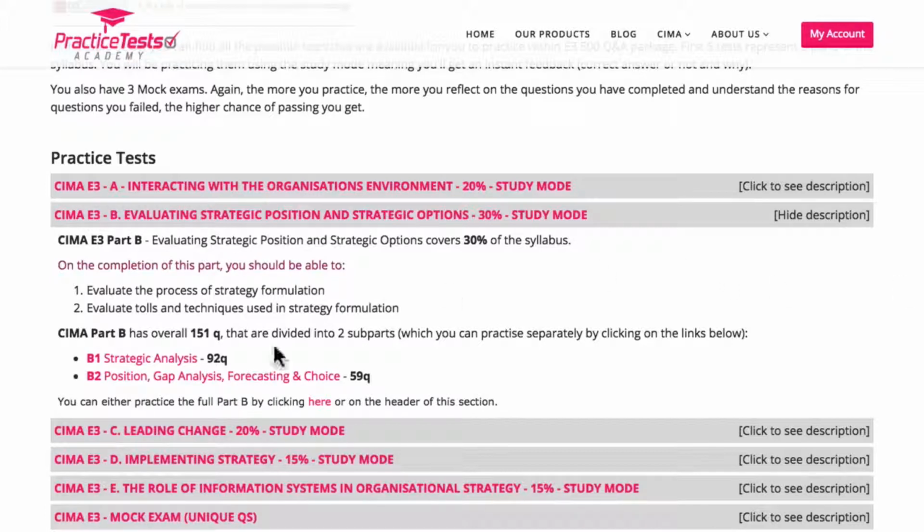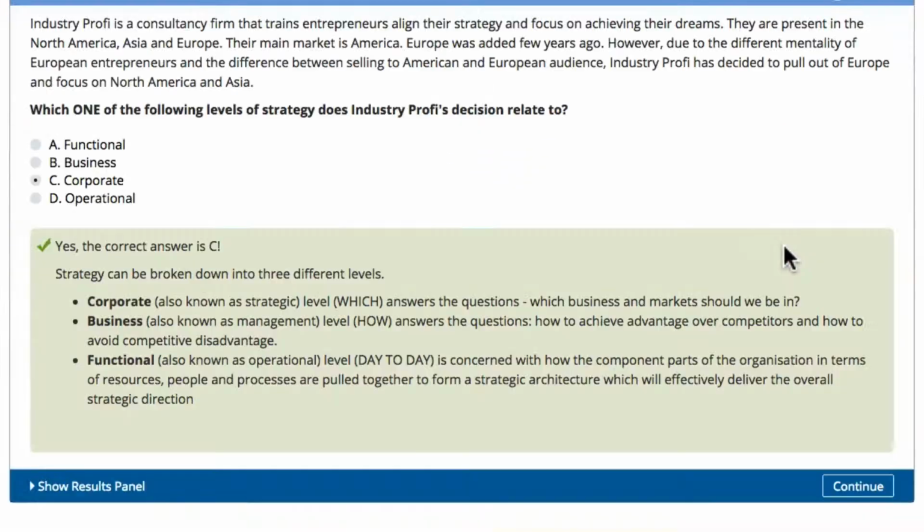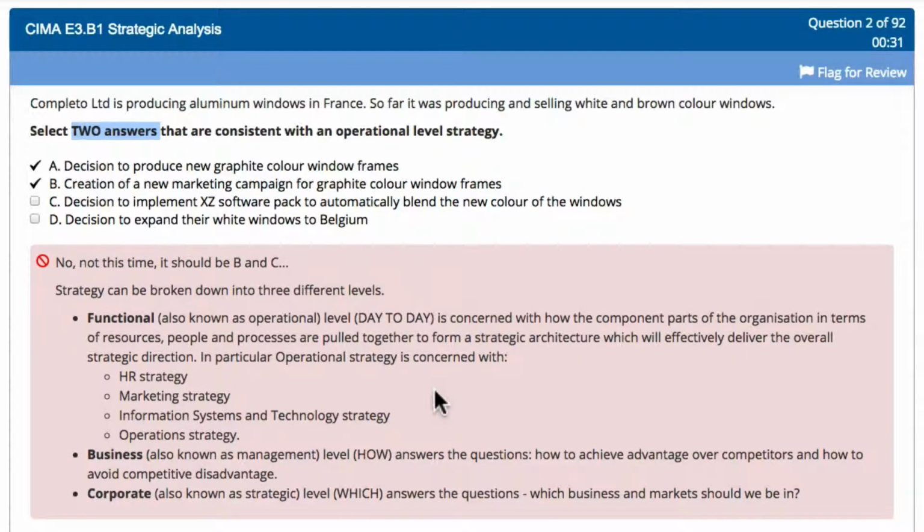Let's have a look at the strategic analysis. Okay, so what do we have here? This is a typical example of a multiple choice question. When you answer correctly, you're going to receive feedback. It's going to be a green field if you are correct. Now this one, for example, is a typical multiple response question where you need to select two answers. If you answer incorrectly, you're going to receive a red box explaining what you should have done instead.